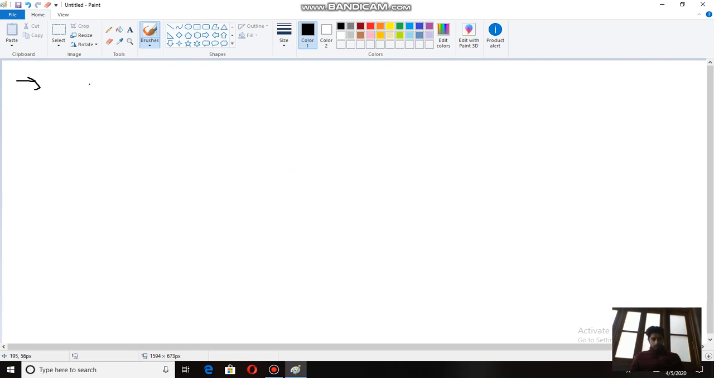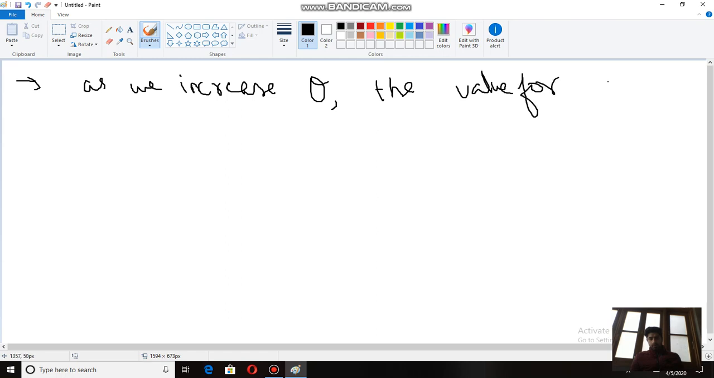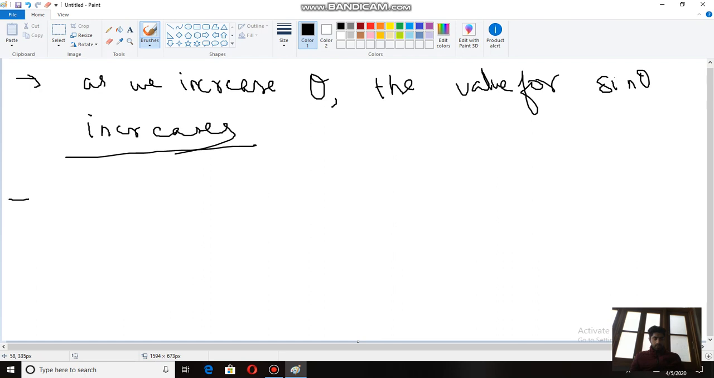So the first conclusion was, as we increase theta, the value for sine theta increases. Now let's try to decrease this angle.